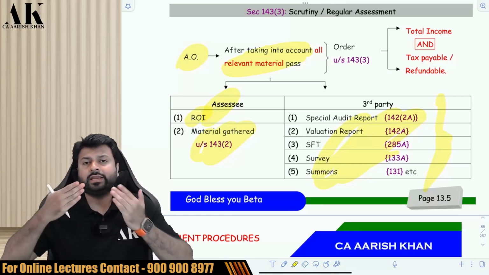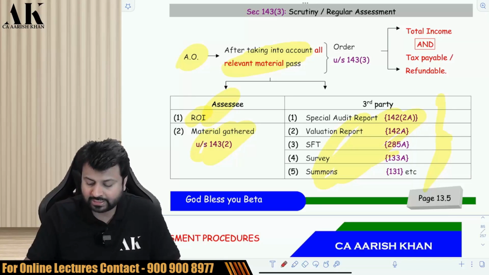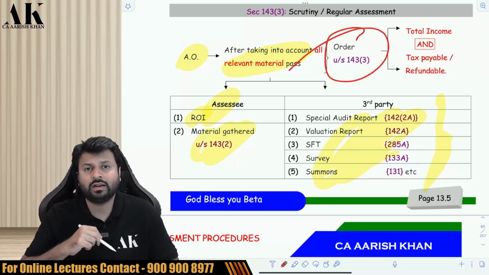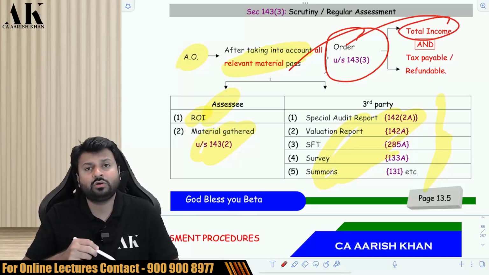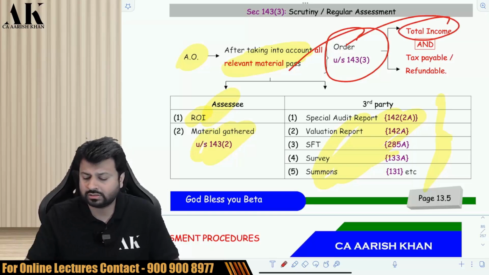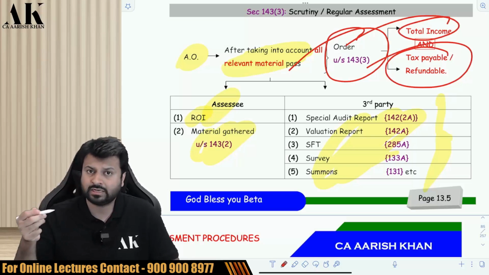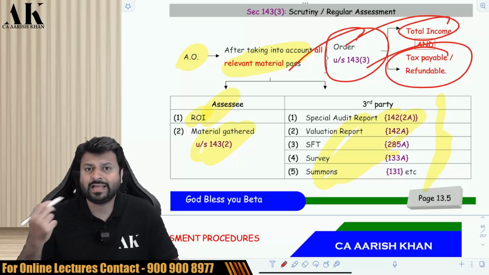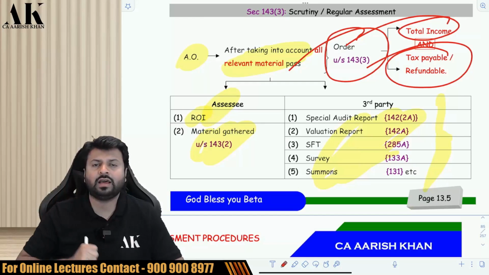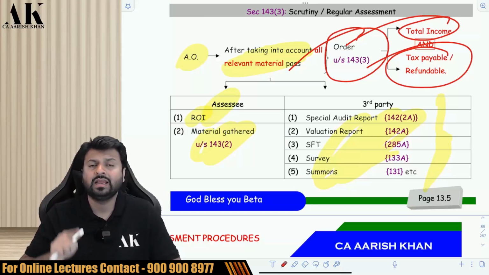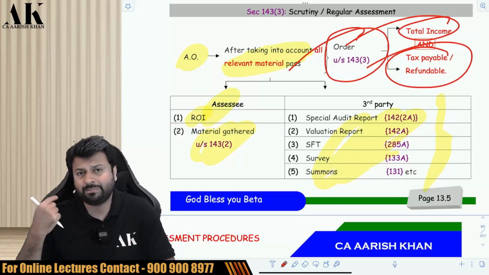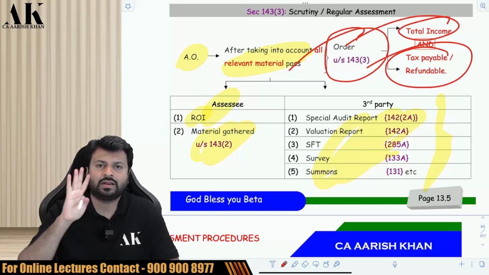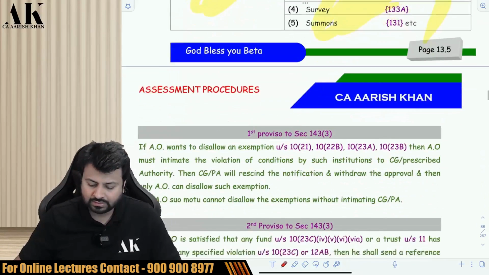So now AO will take into account all relevant material. These are the relevant materials which AO might take into account. And after that, AO will pass an order under 143(3). AO will determine your total income, or if there is a loss, then total loss, will determine your tax payable, and if there is a refundable, then refundable. And if there is tax payable, he will send you a notice of demand along with the income tax order, and along with it, if there is a refundable, then he will grant you a refund in some days.